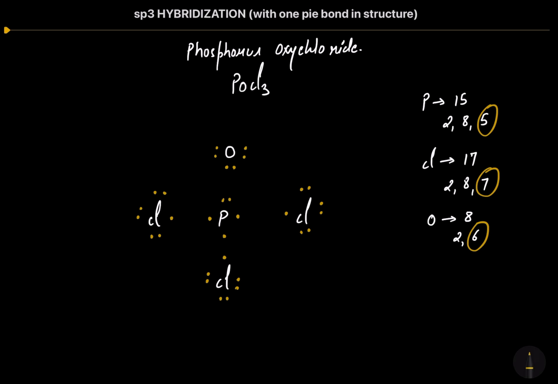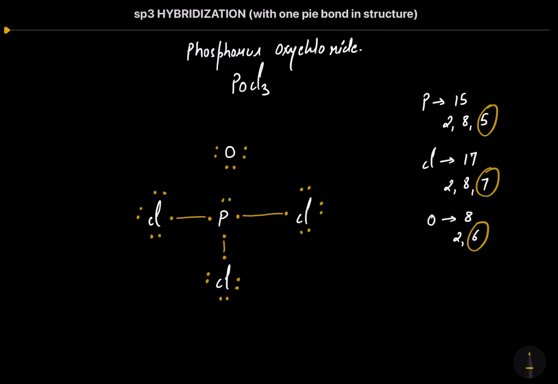Now let's make the bonds in the Lewis structure. Now all the chlorines will have 1 bond with the phosphorus. So that's the first bond of first chlorine with the phosphorus. That's the second bond of second chlorine with the phosphorus. And this is the third bond of the third chlorine with the phosphorus.